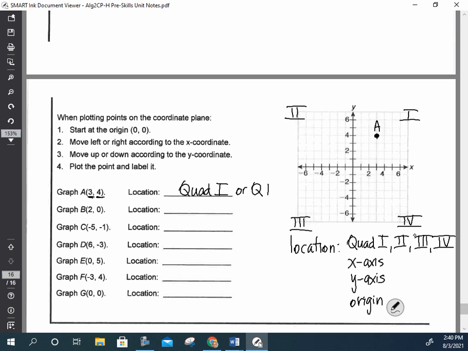So next point, (2, 0). Again, you go back to your origin, go to the right 2, and since the second number is 0, you stay here. So that's your next point, point B. Point B is resting on the x-axis, so your location is x-axis.